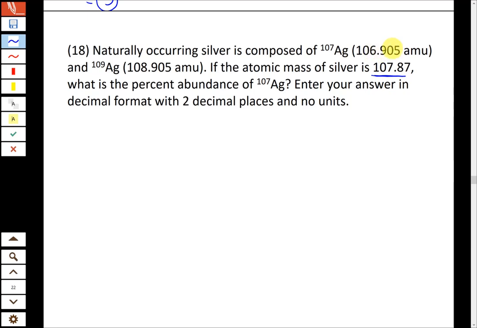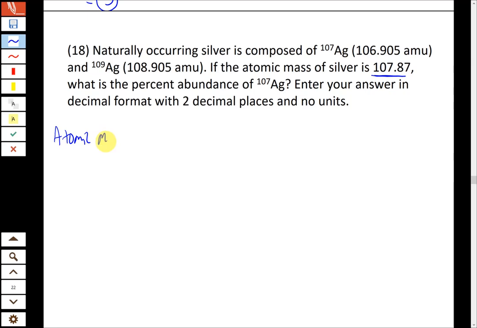And if we tell you that the atomic mass of silver is 107.87, what is the percent abundance of the 107 isotope? And then this is a numerical question where you'd ask for your answer in 2 decimal points. So in problems like these that deal with the definition of atomic mass, that deal with mixtures of isotopes and the atomic mass that results from them, it all boils down to one simple equation.